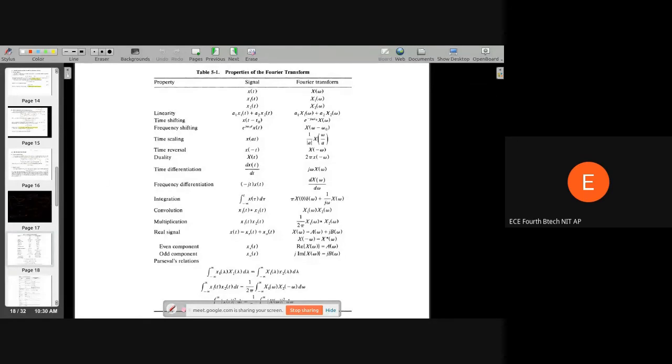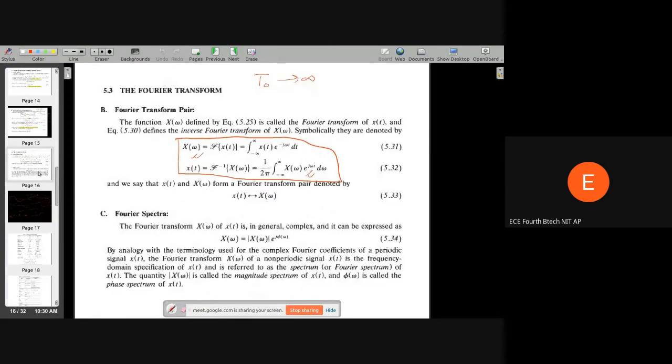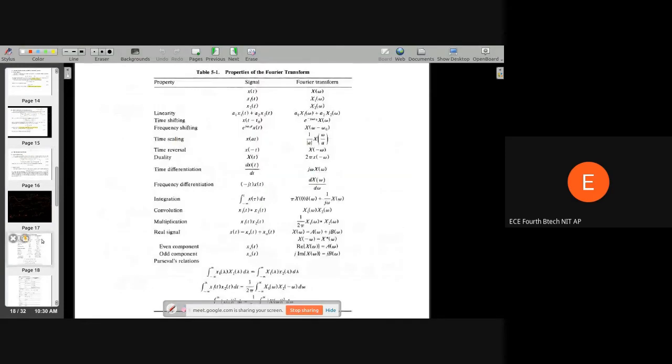So these are the properties of Fourier transform. Many are there, lots of properties. You don't need to memorize all this. With time, as you go forward, it comes automatically to you. But what is important here is this convolution and multiplication.